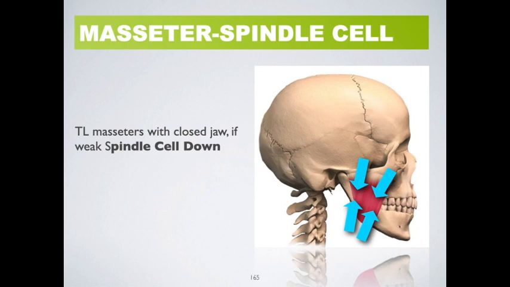This would be an example. This slide number 165 would be an example of the direction that we would direct our pressure to spindle down the masseter, for example, with the jaw closed.